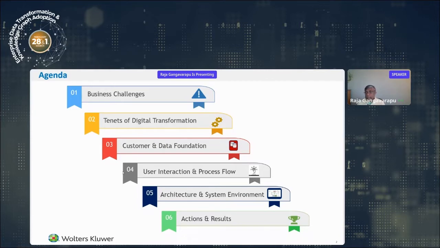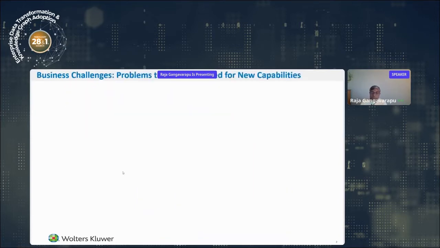Okay, all right, so let's go into number one agenda item. The business challenges and problems to solve and the need for new capability. So we started the journey with the business to solve the problems. It's not only solving the problems, right? You need to go and establish capabilities. Some could be modifying the existing capabilities.